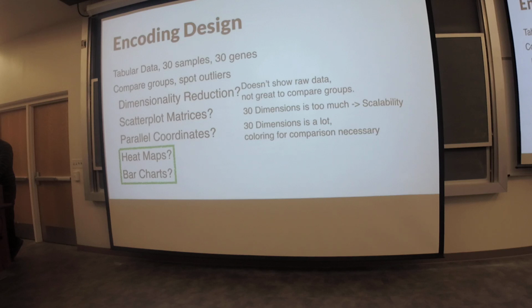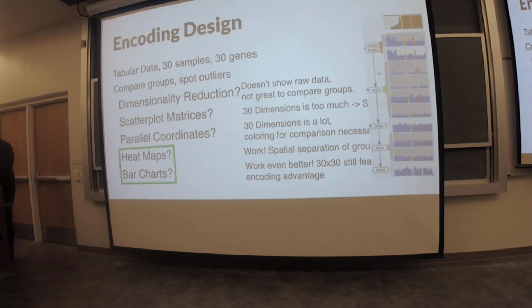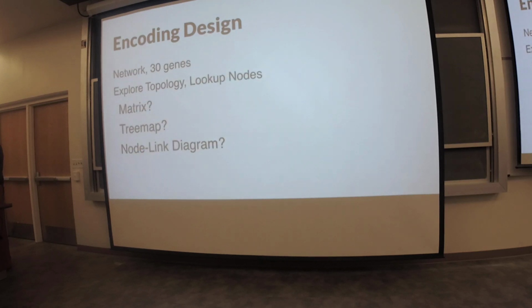So heat maps and bar charts are going to work fine for this particular example. We have a spatial separation of the groups. We can look at this differential expression easily, and bar charts work easily too, because 30 by 30 is pretty feasible, and we have the encoding advantage over the heat map. So in this case, a table of bar charts might be the best approach. And this is what we did here. We came up with this list of bar charts in this particular example.